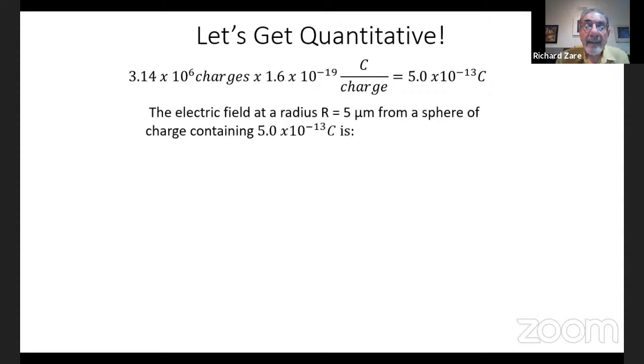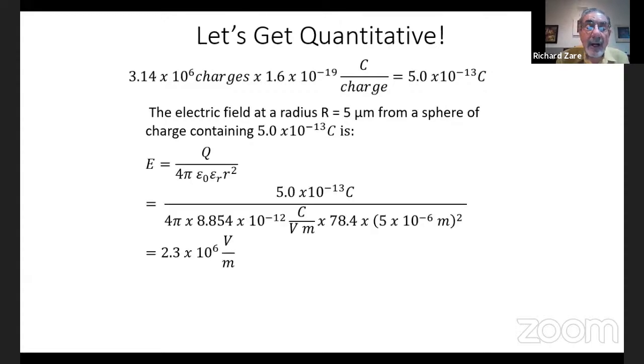Not much, okay? The electric field at the radius 5 microns from a sphere of charge containing 5 times 10 to the minus 13 coulombs is, well, the charge Q over 4 pi epsilon naught, these are the dielectric constants. That's the vacuum. Epsilon R of the actual solution, R squared. Okay, I'll put in 78.4. Hopefully Professor Bagchi will correct me and tell me that the number is even smaller at the interface, but we'll just take it as simple, okay? It's 78.4. I've put in the numbers, I've done the math as you see here, and you come out with 2.3 times 10 to the 6 volts per meter.